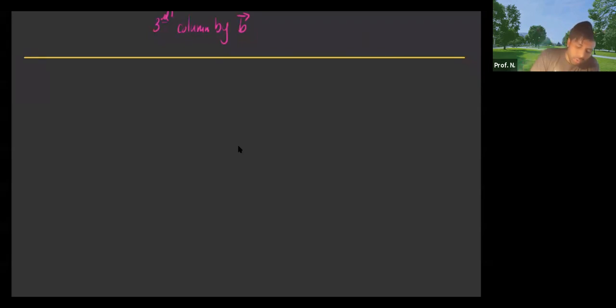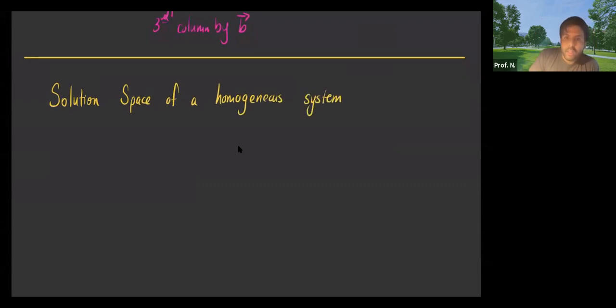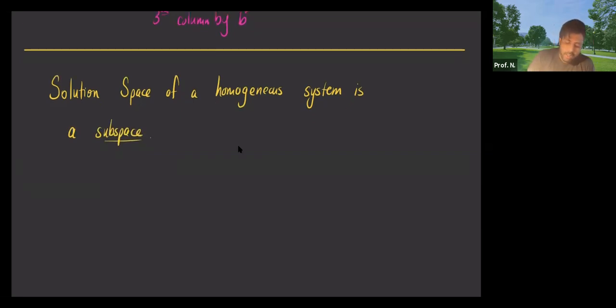Okay, so the solution space of a homogeneous system is a subspace. It's a subspace, right? And it's a bit harder to understand this from a more theoretical aspect. But the solution space, so what is the solution space of a homogeneous system?